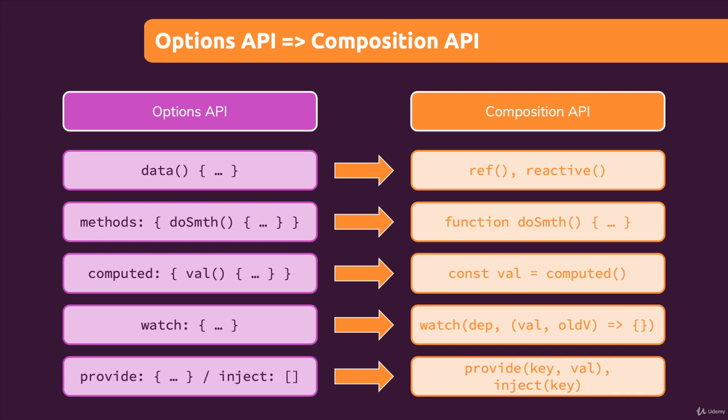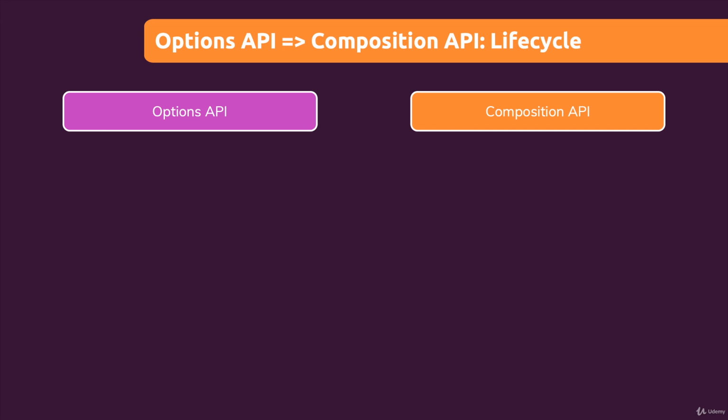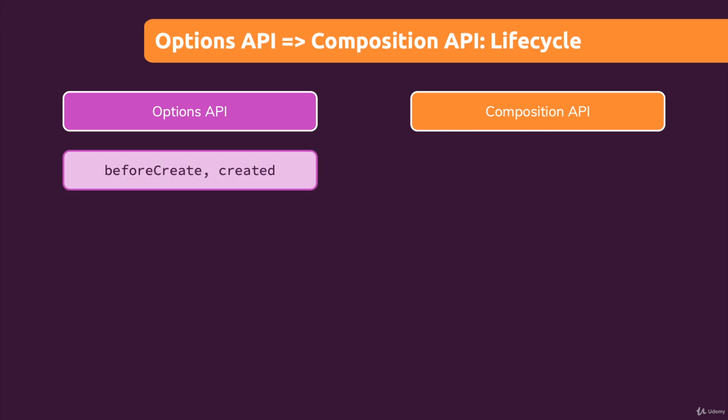Now there's one more thing I want to dive into before we apply it all to a bigger project, and that are lifecycle hooks. There we have, for example, beforeCreate and created in the Options API, and we could simply add those methods to our config object. How does this look with the Composition API?